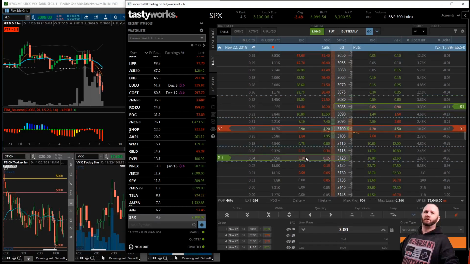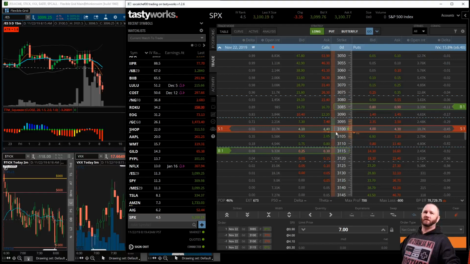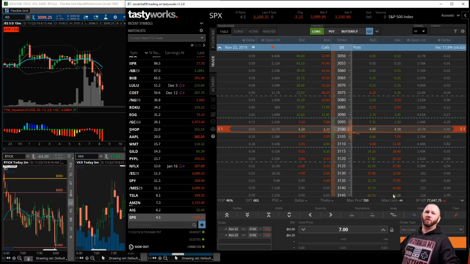Let me get it on here. So there's your Iron Fly. You're capped at 7, 8, right? You could do just a straddle. It barely raises your break-even point. So if you saw this green line here, if you watch it, it barely does anything, right? It moved a tiny bit. So why risk an infinite amount of money and a huge buying power on a straddle?